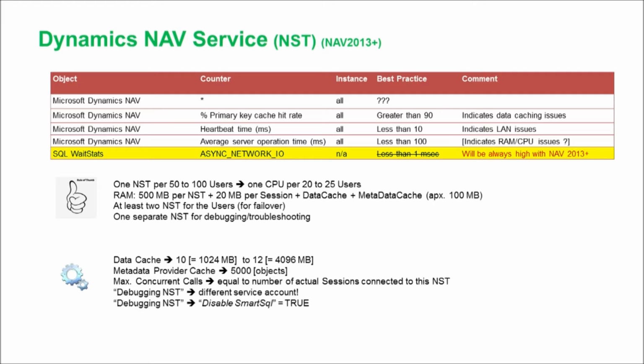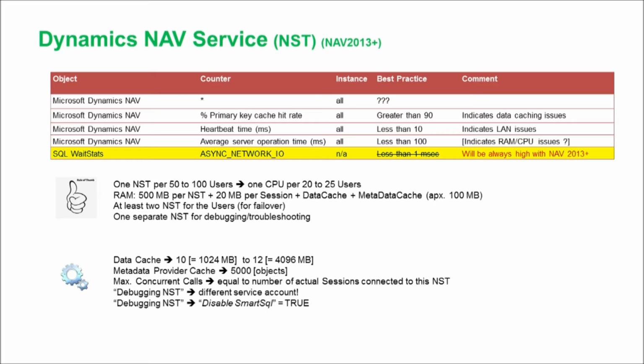With a service tier, you have to have in mind, we have 2 lines of communication. We have the line from the service tier to the role-tailored client, to the front end. And here on the service tier, we have a setting that is the maximum concurrent sessions.